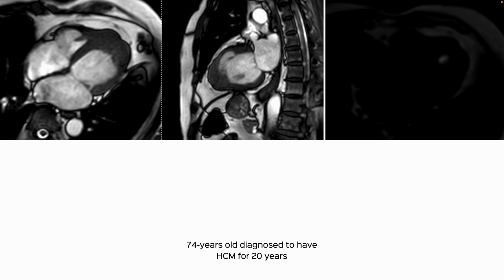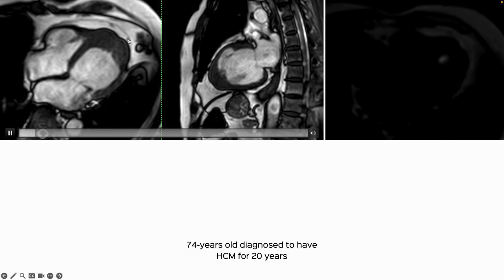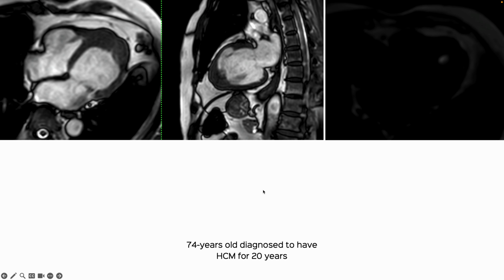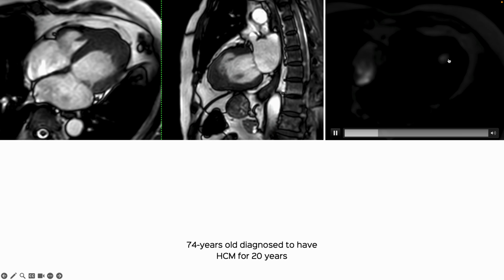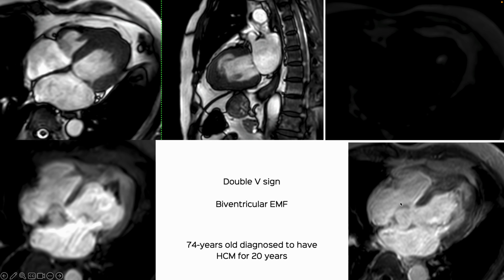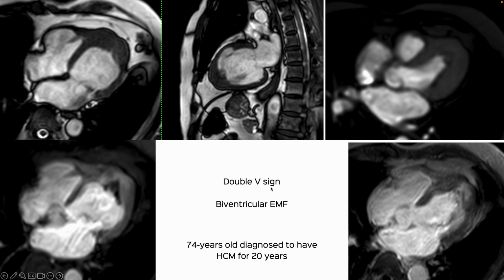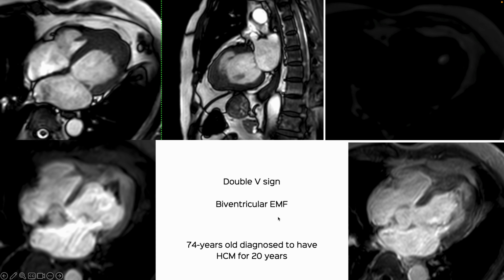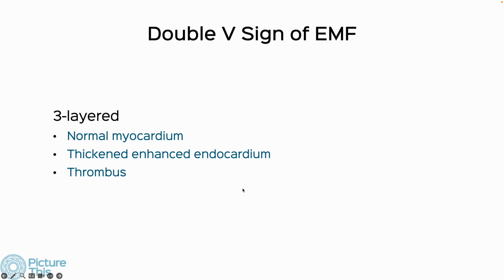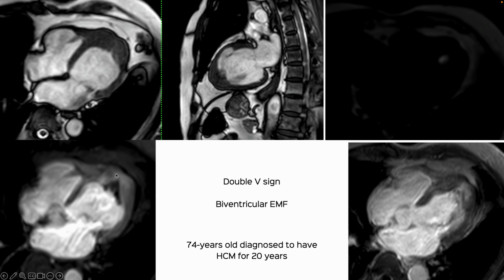This is another patient diagnosed to have biventricular hypertrophic cardiomyopathy for 20 years, but you can see clearly that there's an arrow-shaped or a V-shaped membrane, and you see the double V sign of biventricular EMF. So what's the double V sign? You get 3 layers: normal myocardium, thickened enhanced endocardium, and thrombus, and you can see that beautifully here.